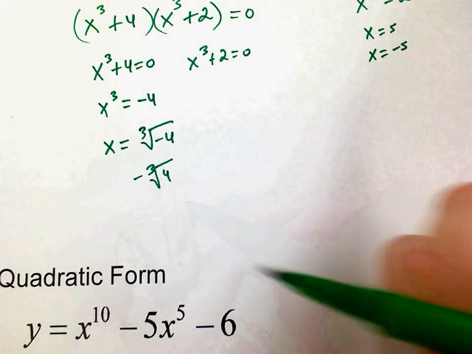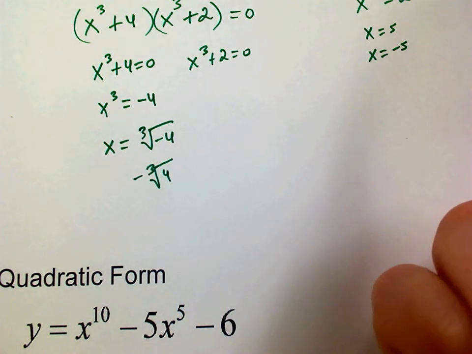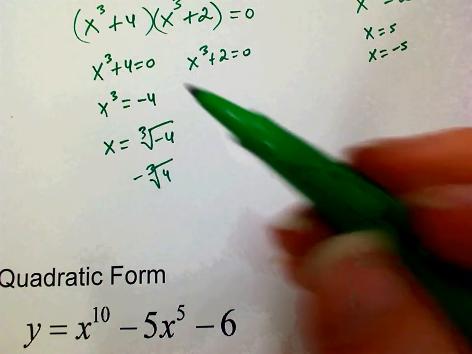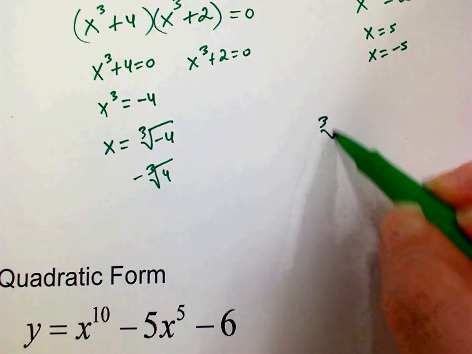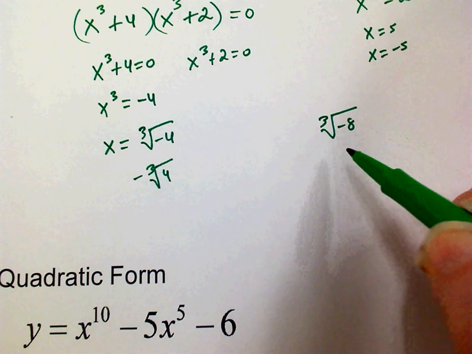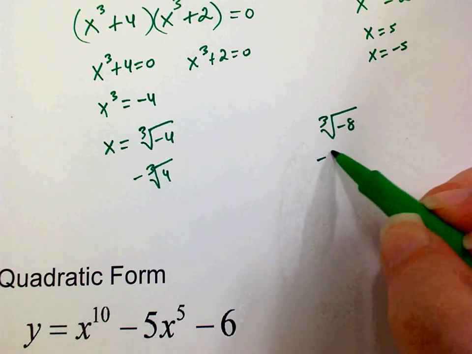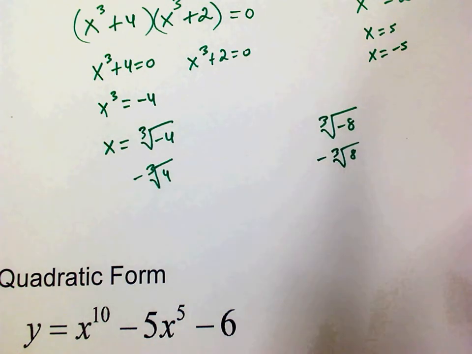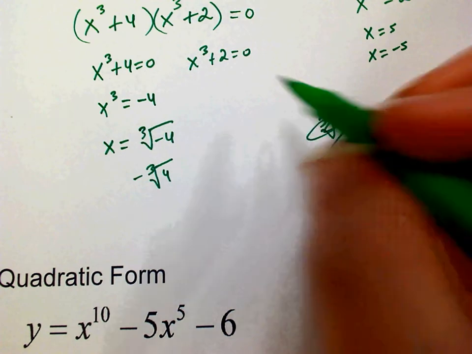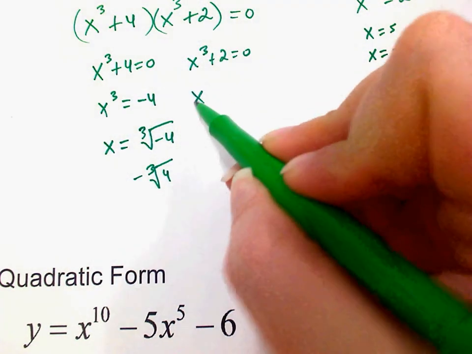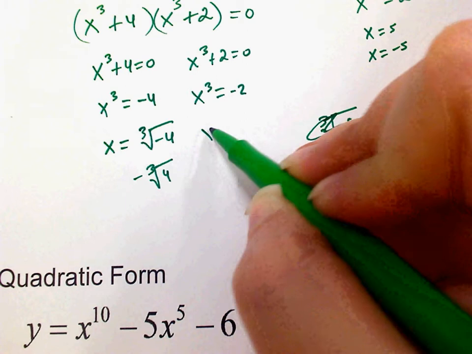If you think about the cubed root of negative 8, isn't that just negative 2? Which is the same thing as saying negative cubed root of 8. So either way, it doesn't really matter. What about this one? If x cubed equals negative 2, then what does x equal? Cubed root of negative 2. So you've only got one real root.